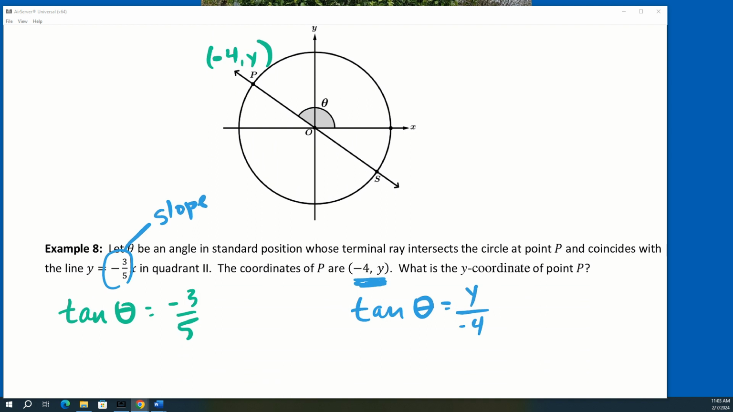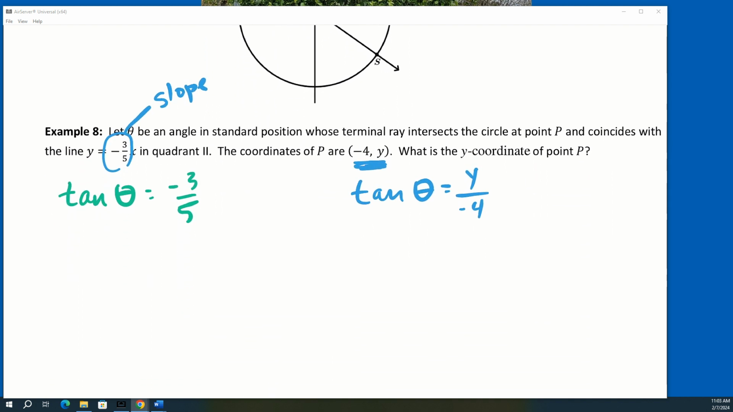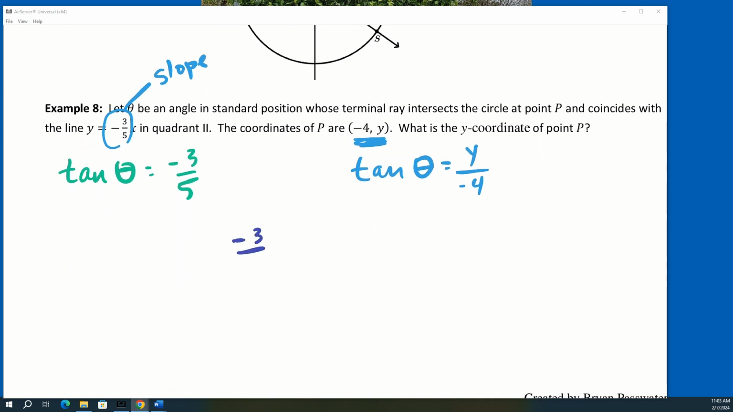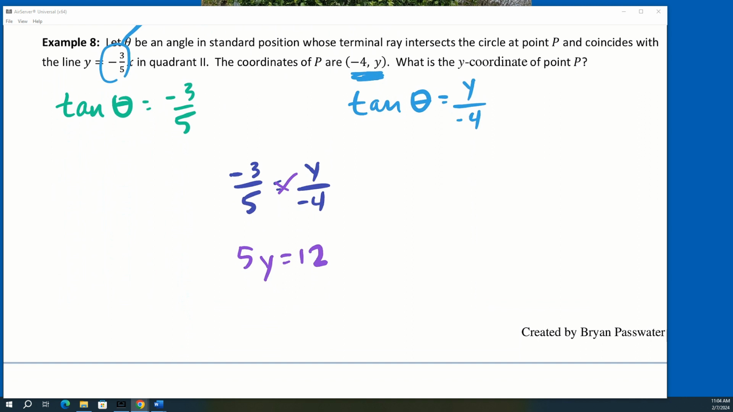All right, so if both of those things are equal to tangent of theta, that means they're also equal to each other. So that's what we're going to do. We're going to set those two fractions equal to each other. And then to solve, we're just going to cross multiply. And we get our y coordinate. A lot of times on these problems, it is some kind of weird fraction, but that's okay. Just leave it a weird fraction.